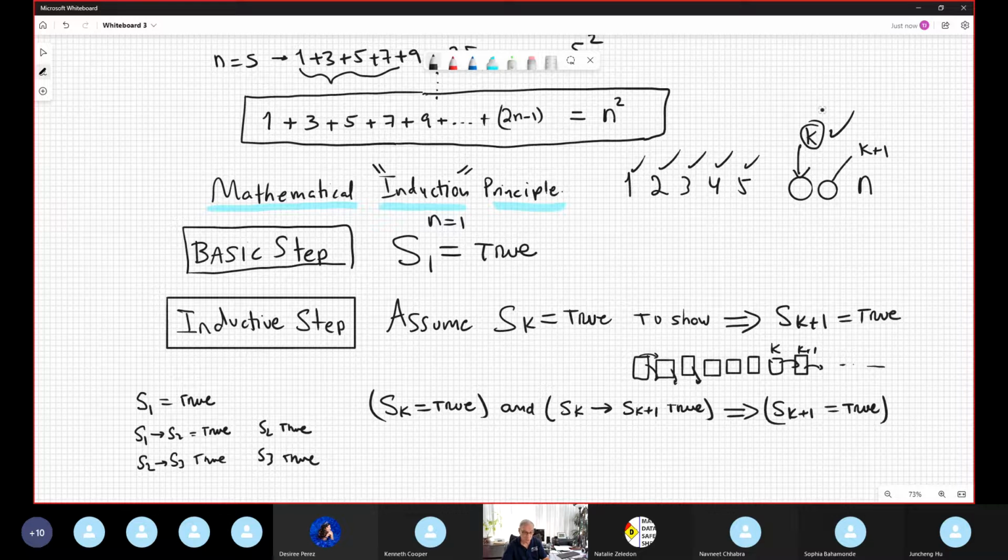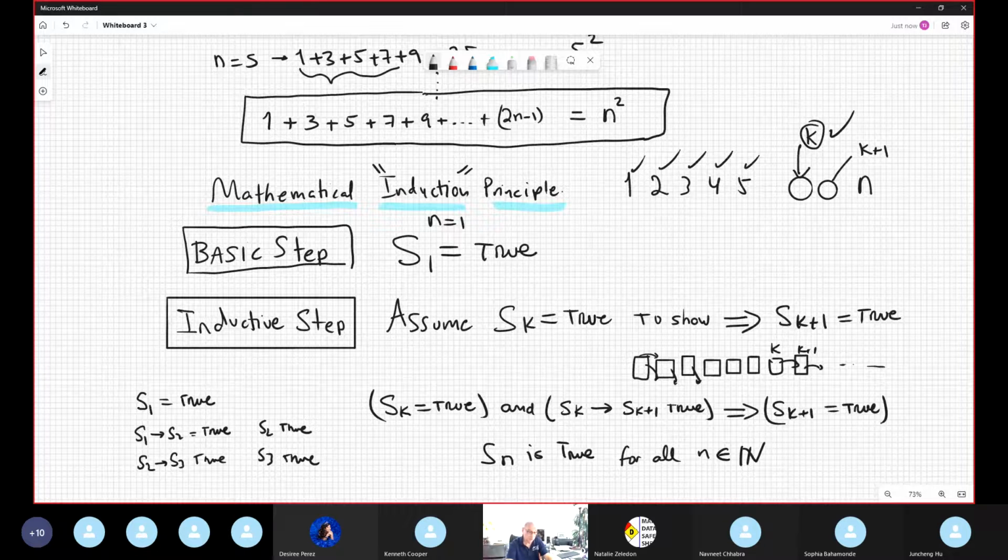So, what is the fantastic conclusion? The fantastic conclusion is that S sub n, either way you want to call it, is true for all natural numbers. It belongs to the natural numbers. Okay.